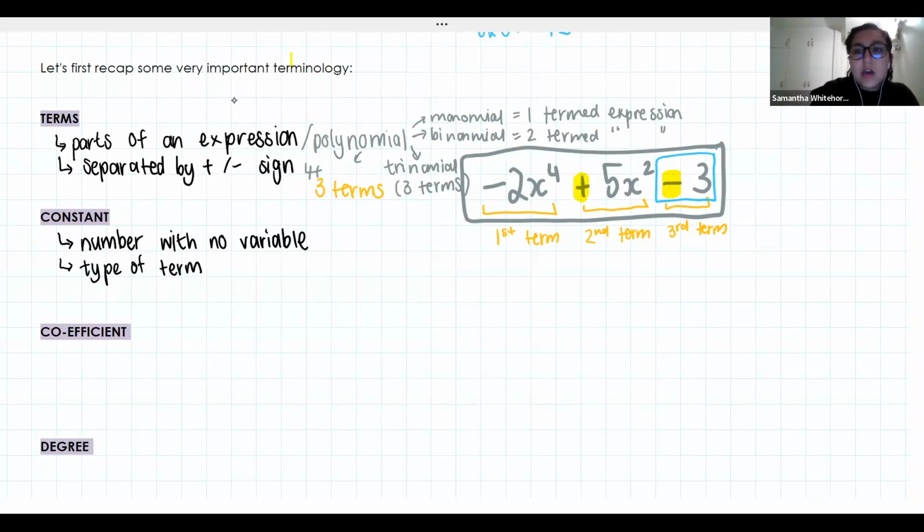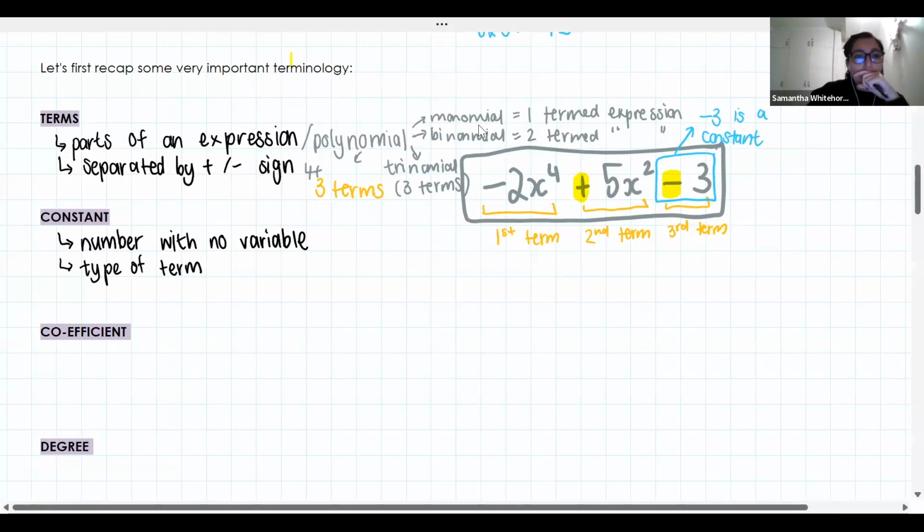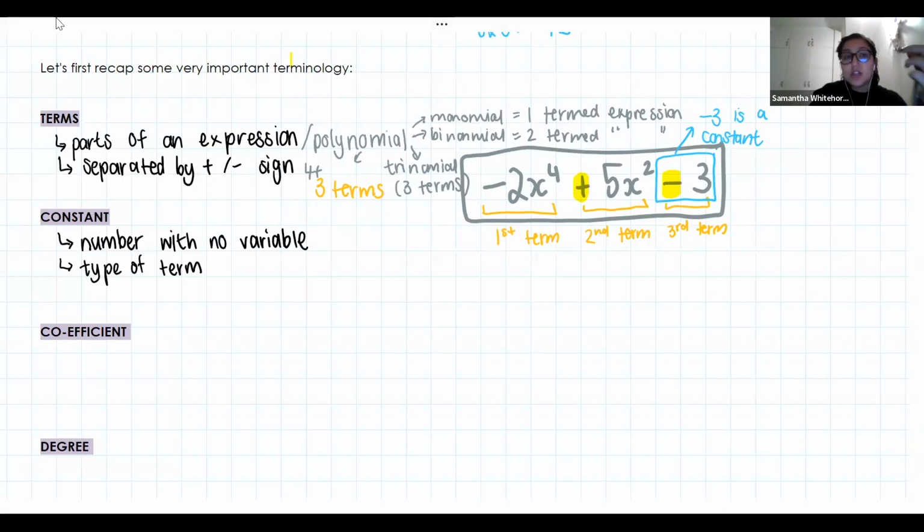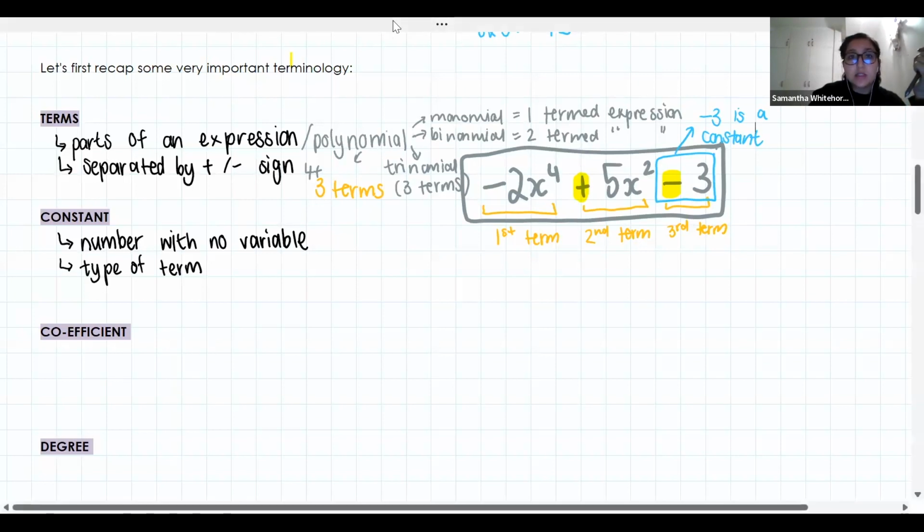So in our example, -3 is the constant term, or a constant. Whenever you see a number with no variable, that is your constant. It's not going to change. There's nothing I'm timesing it by to change its value. All right, so that's terms. Within terms, you can get constant terms or constants.